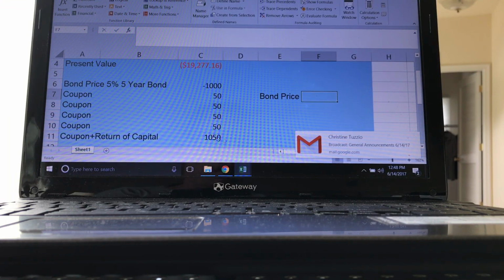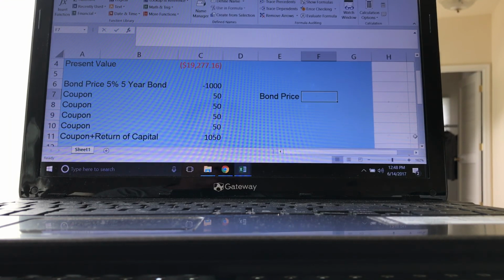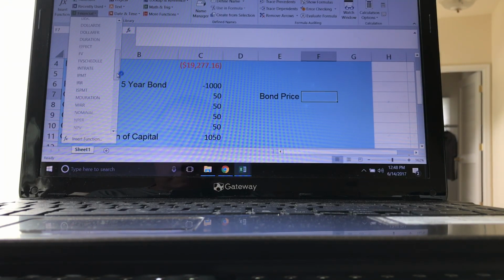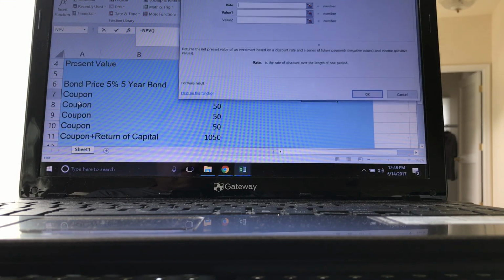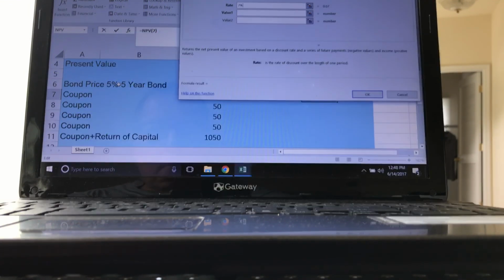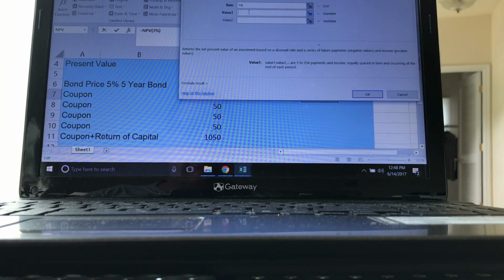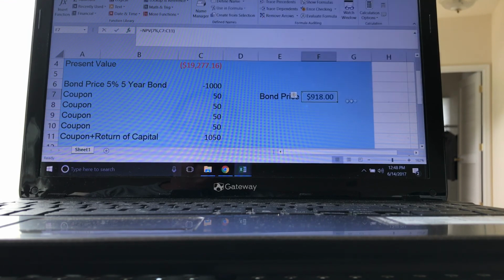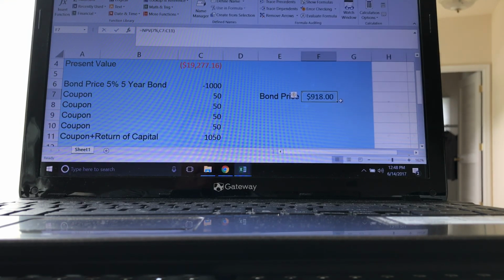But what happens when rates go up? Let's assume rates go up to 7%. What would that bond price be today to adjust for the additional interest rate? Go to financial. Now you're going to use your net present value function, NPV. And now we'll use 7% in the rate function. What are the values? You would just pan down through the cash flows. Hit OK. That bond would be worth $918 today.